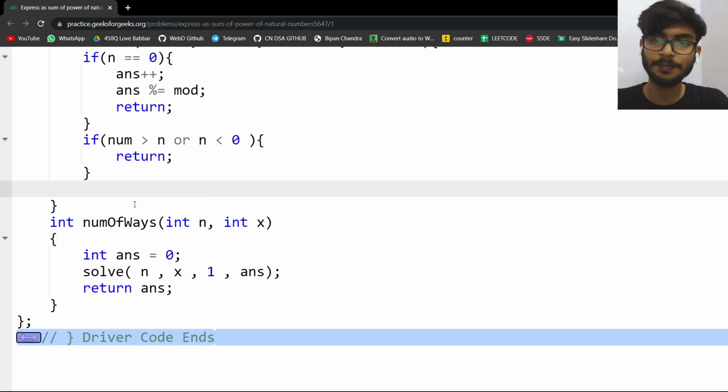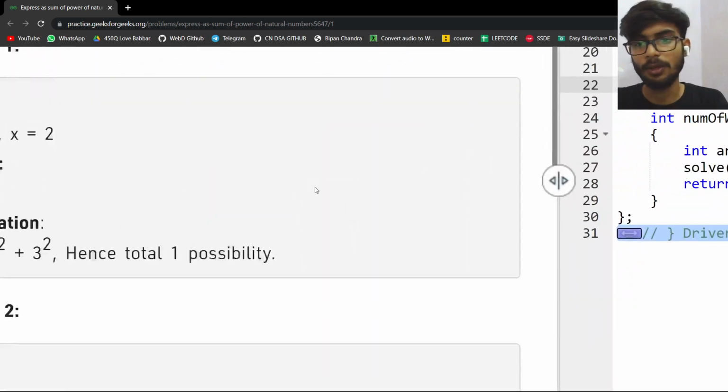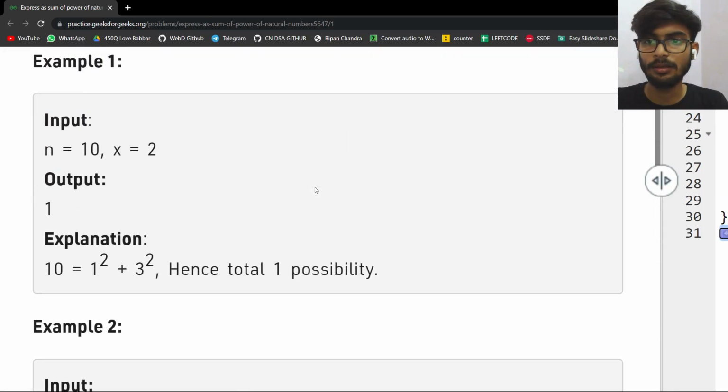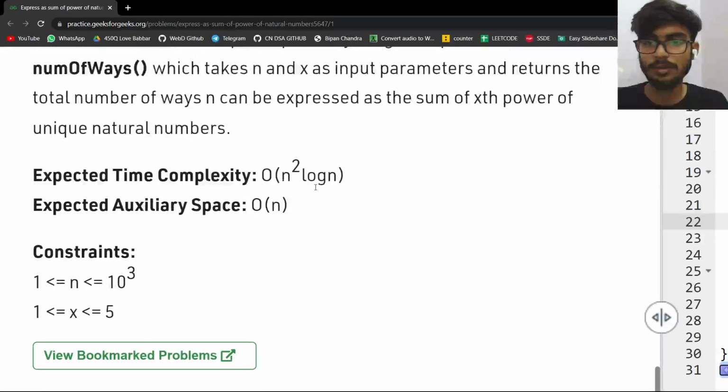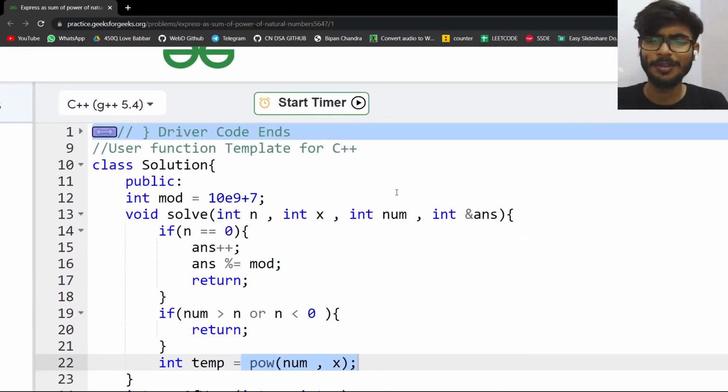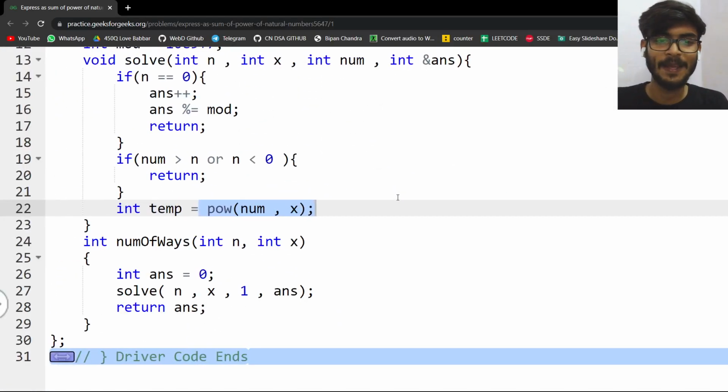Now we are going to make a temp variable. For this we are going to calculate our num raised to the power x, ठीक है. इसकी चिंता नहीं करनी है कि इसकी टाइम कॉम्प्लेक्सिटी काफी हाई होगी, because in this particular example we have mentioned the constraints that the value of x is only from 1 to 5, तो इतना छोटा मोटा भाई संभाल लेगा, ओके.